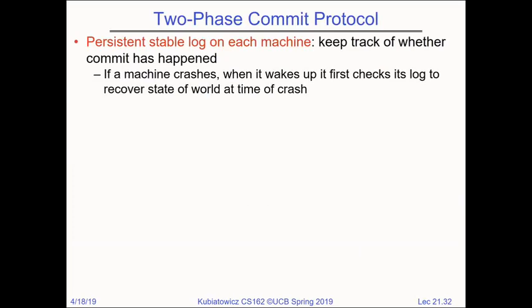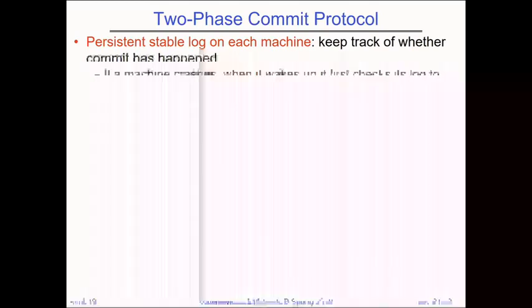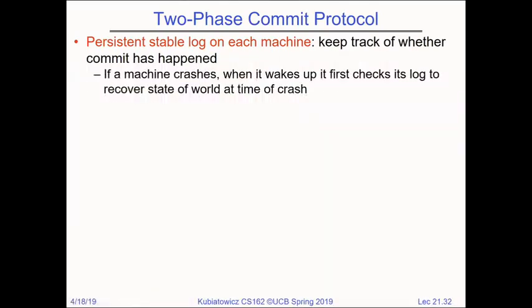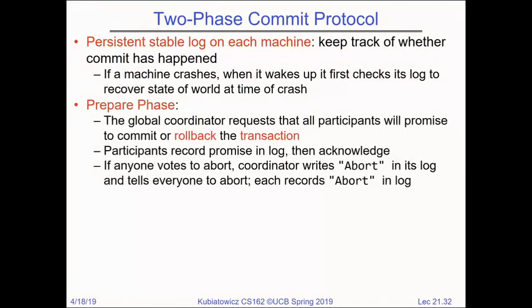So what's a two-phase commit protocol? It basically keeps track of whether a commit has happened in the persistent log. If a machine crashes, when it wakes up, it first checks its log to recover the state of the world at the time of the crash. So notice that what I've slipped in here quickly without even saying it is I put the D in, right? Durability is a fundamental part of this. Okay? There's two phases. That's why it's called two-phase commit.